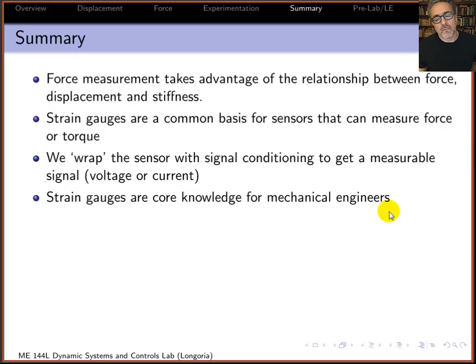Okay, so in a follow-up video, I'll talk a little bit about the pre-lab and show you some of the working VIs that we're going to try to experiment with in this coming lab.